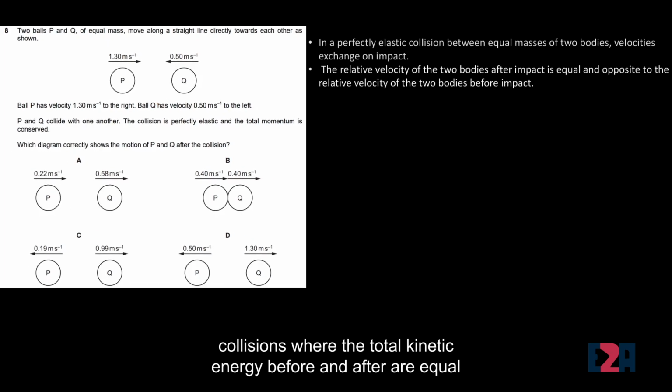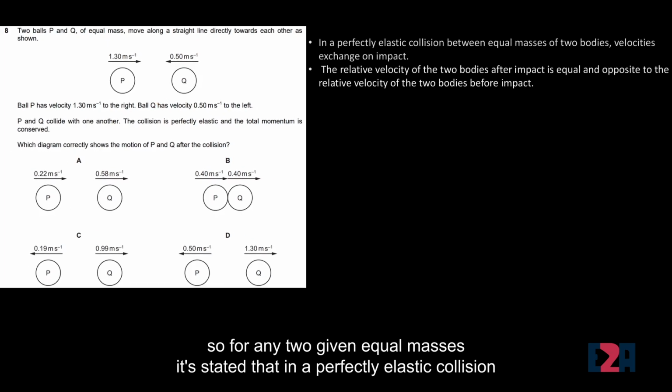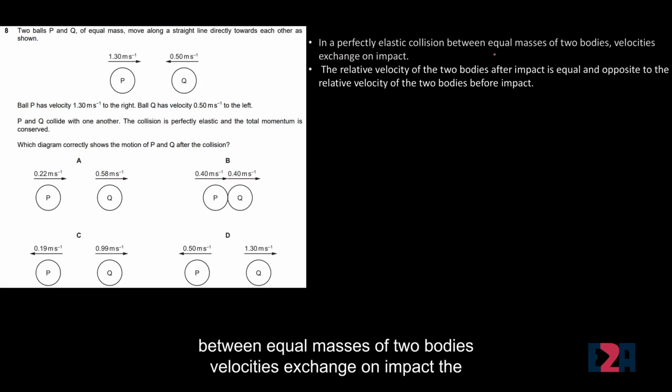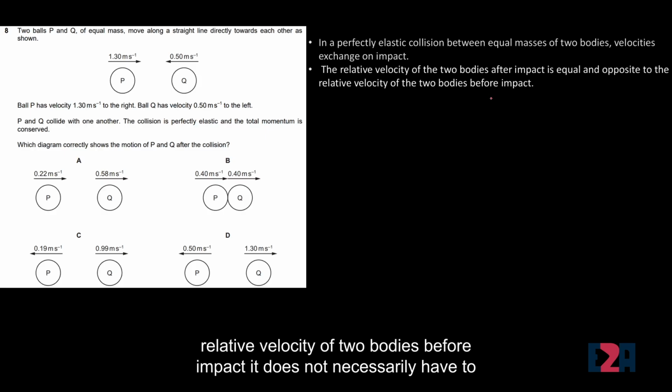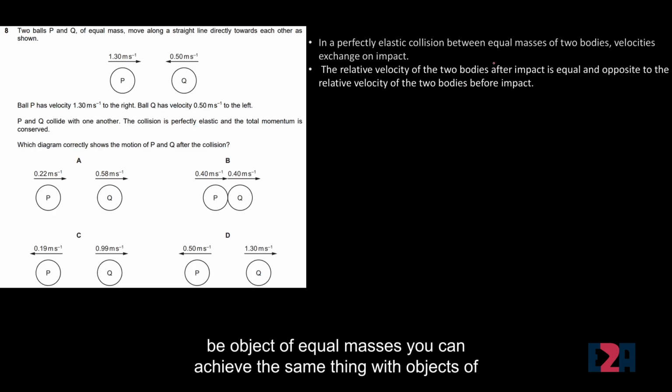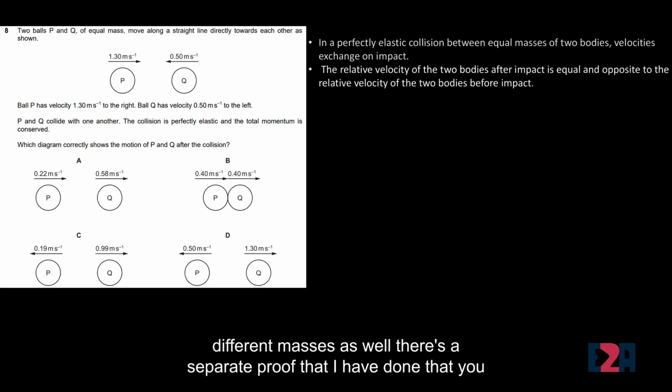For any two given equal masses, it's stated that in a perfectly elastic collision between equal masses of two bodies, velocities exchange on impact. The relative velocity of two bodies after impact is equal and opposite to the relative velocity of two bodies before impact. It does not necessarily have to be objects of equal masses. You can achieve the same thing with objects of different masses as well.